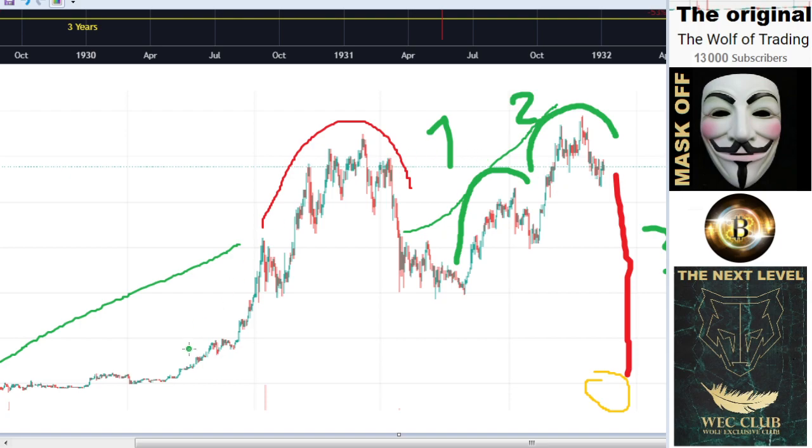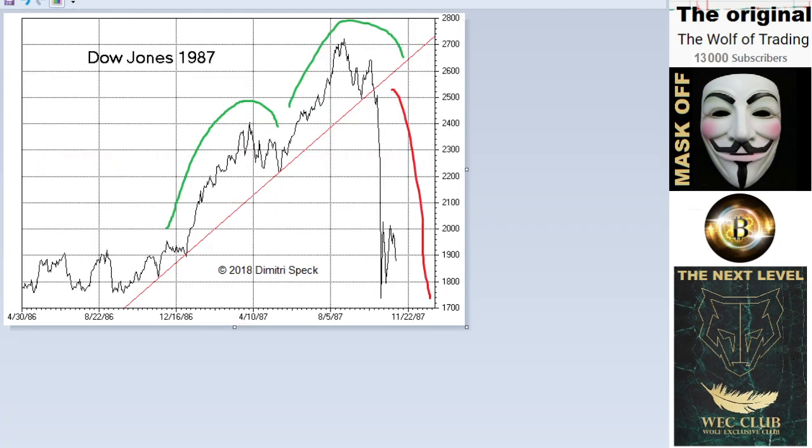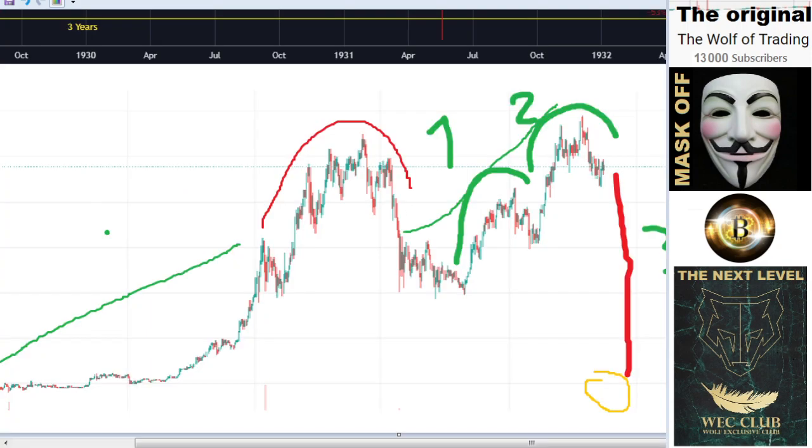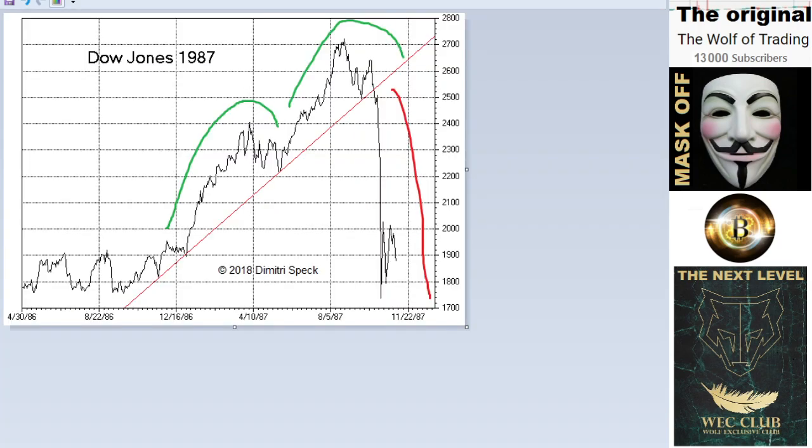This is Bitcoin. This was Bitcoin. And now we're looking at another chart here. Do you see the difference, or the same structure? 1, 2, 3. The red is 3. And then we're looking at this chart. 1, 2, 3.